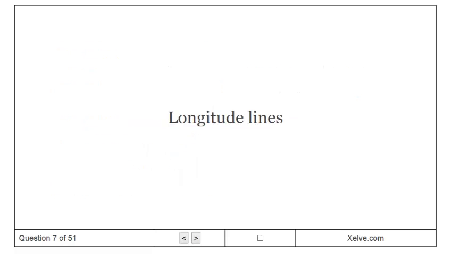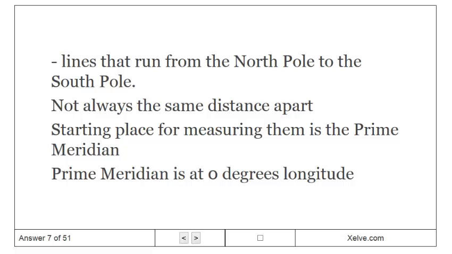Longitude lines. Lines that run from the North Pole to the South Pole, not always the same distance apart. The starting place for measuring them is the prime meridian. Prime meridian is at 0 degrees longitude.